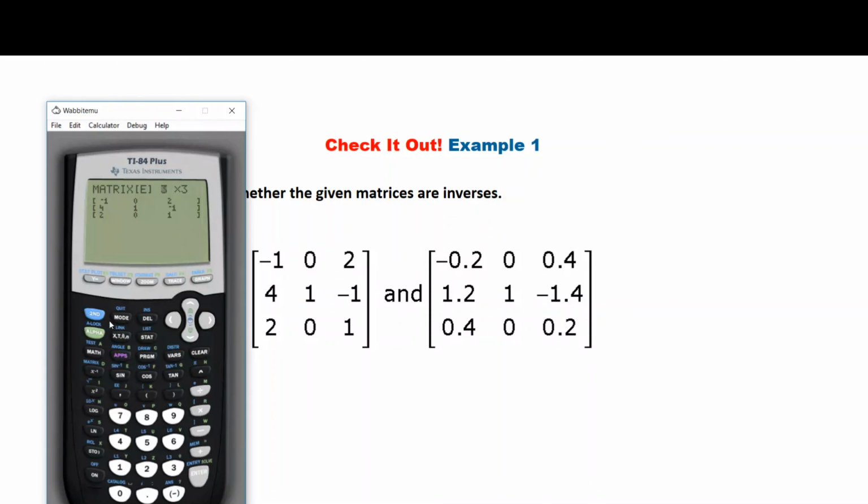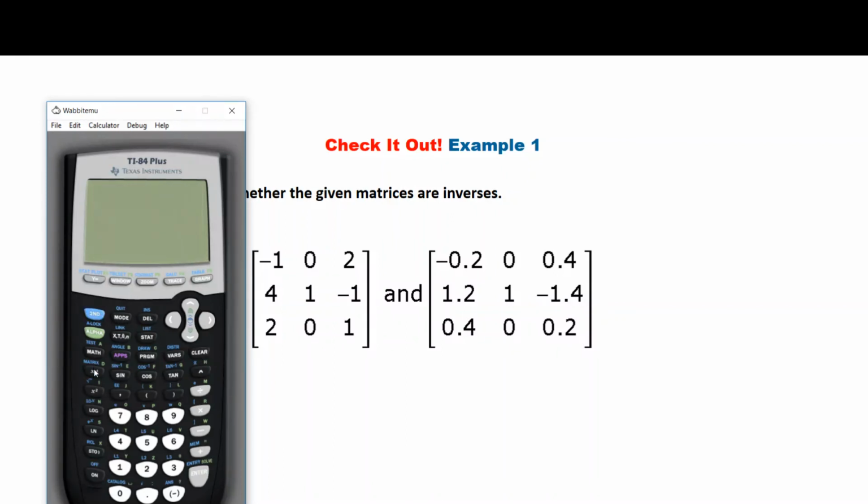All right, so we know we've got that one right. And now let's go to our F. I'm going to go to edit first, down to F, enter, and -0.2, 0.4, 1.2, 1, -1.4, 0.4, 0, and 0.2. So I have all of my entries correctly. I'm going to go ahead and quit, clear this.